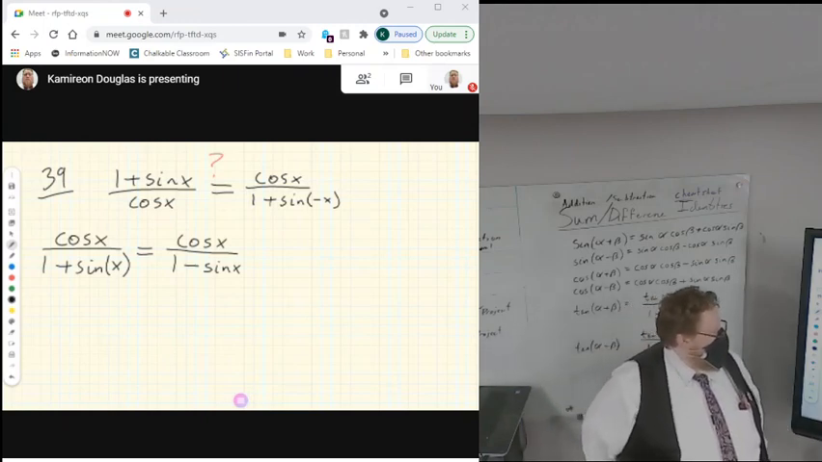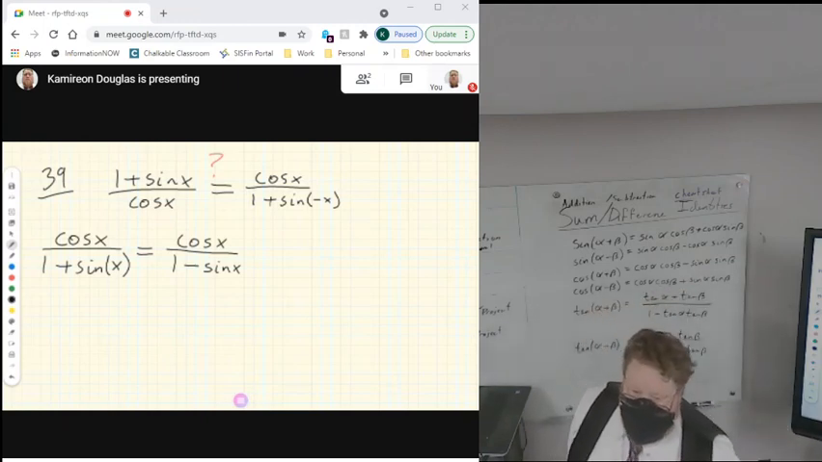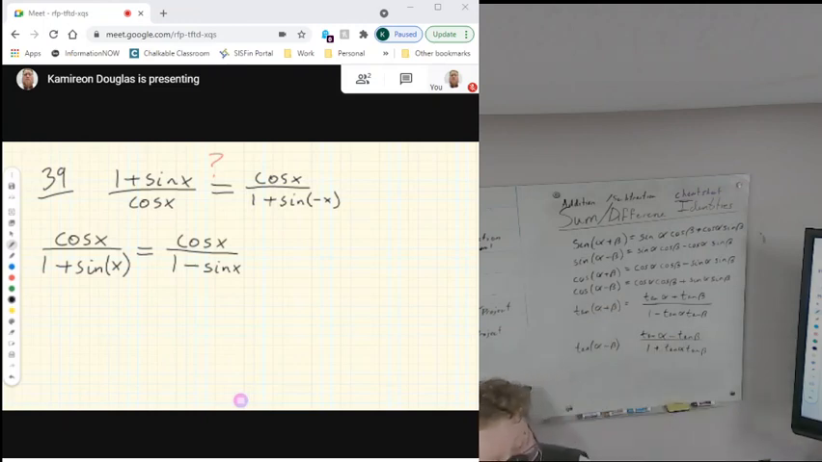1 minus sine of x is cosine squared. Not true. That's 1 plus sine, or 1 minus sine squared. If there was a square there, that would work. But maybe there is a way to get a square there. So this is one we talked about in class.